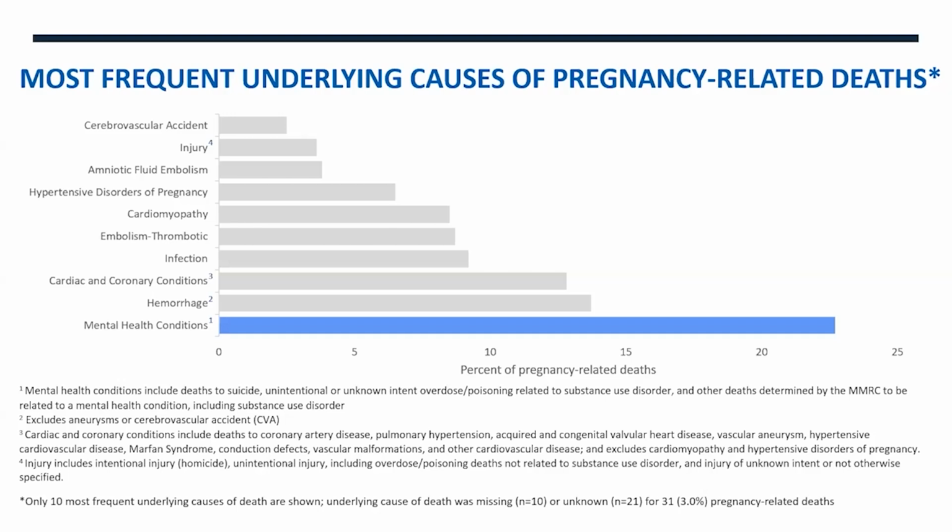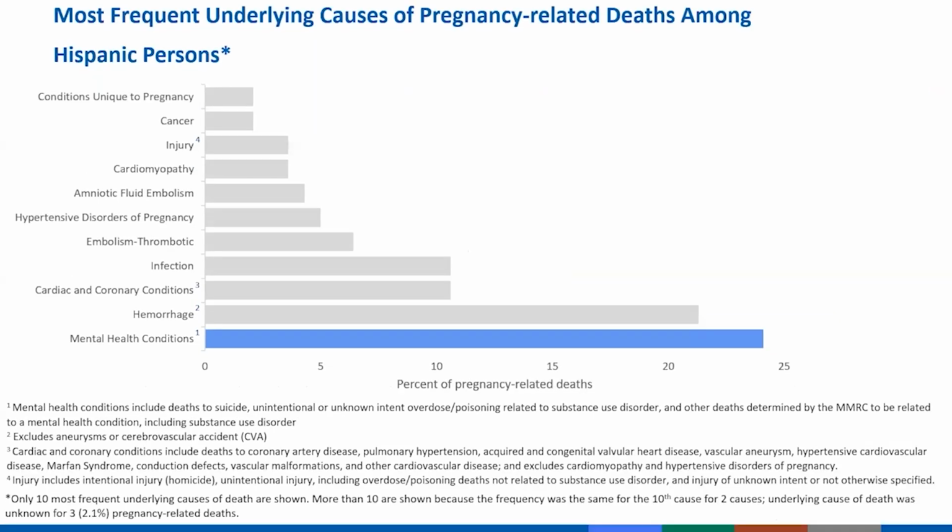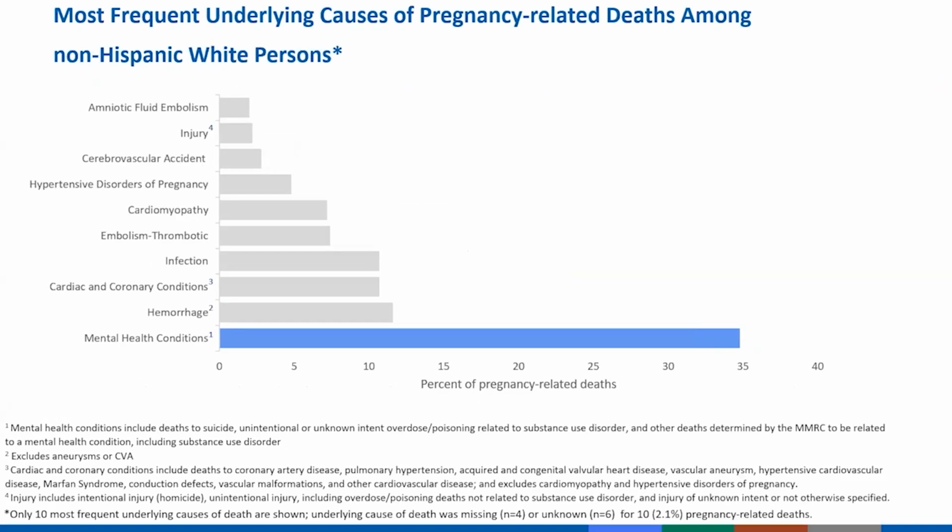We go to the next slide, slide 13. We're going to look at the data by race and ethnicity because it's important to look at underlying cause of death by race and ethnicity to understand where there are opportunities to address disparities. For Hispanic persons, the most frequent underlying cause of pregnancy-related death was mental health conditions. On slide 14, among non-Hispanic white persons, the most frequent underlying cause was mental health conditions. And then you can see how these data change when we look at other races.